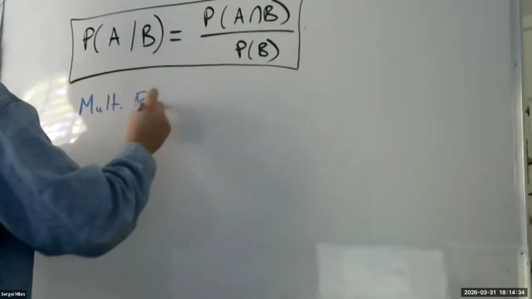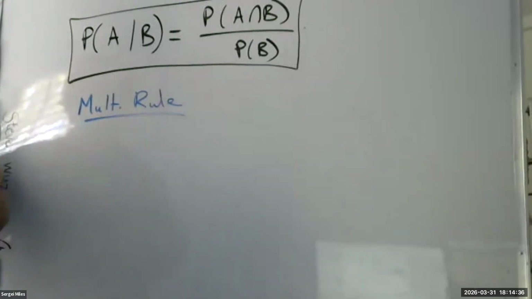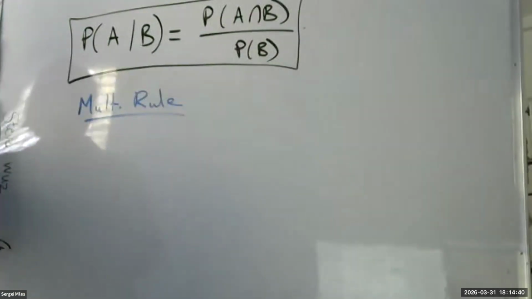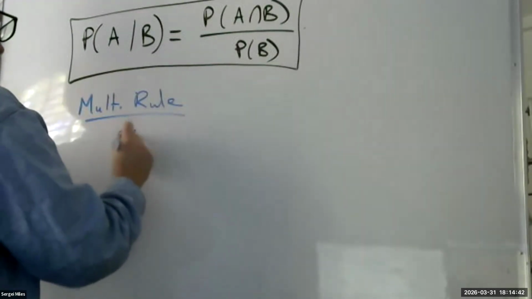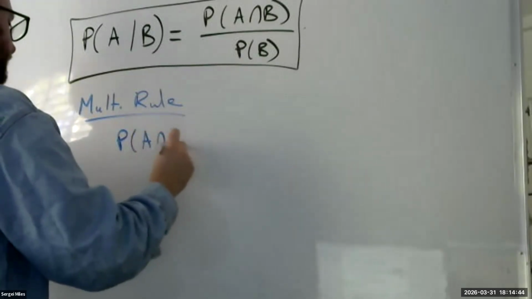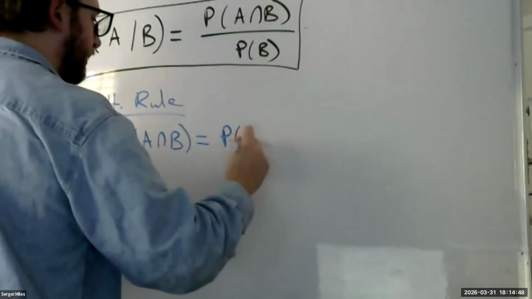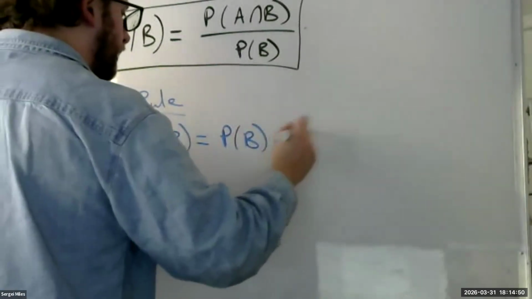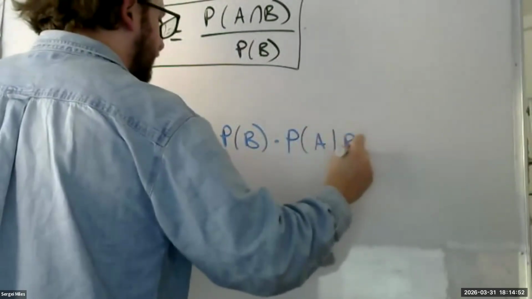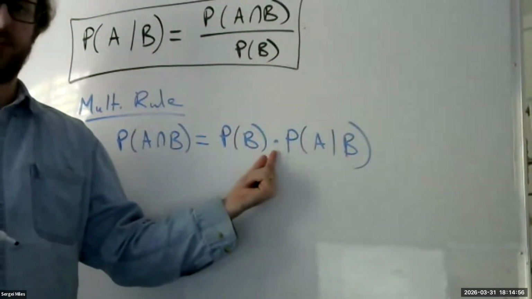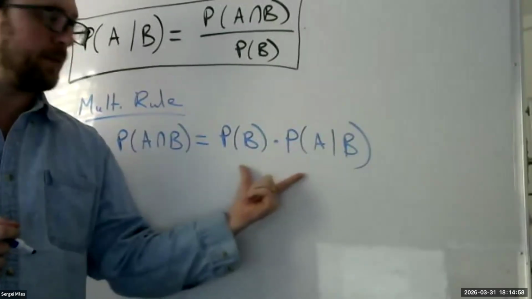And now we get a multiplicative rule, or a multiplicative property. Multiply P of B to the left. And we now have the probability of the intersection of two events can be calculated as the probability of B times the probability of A conditioned on B. We call it the multiplicative rule because we have this multiplication of probabilities here.